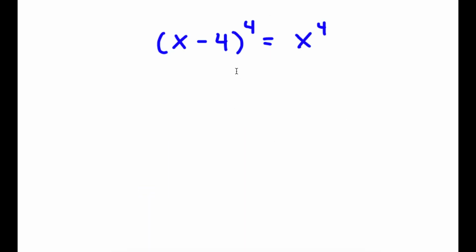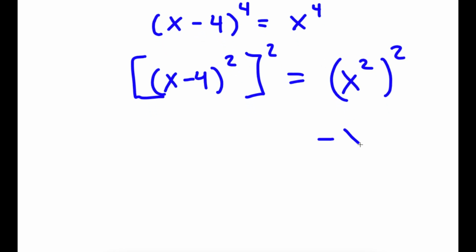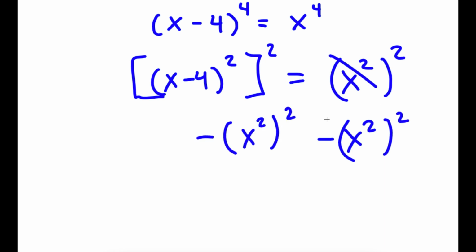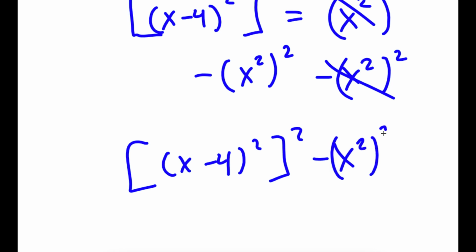Alright, so in this problem, I have x minus 4 to the power of 4 is equal to x to the power of 4. So to solve this, I'm going to first rewrite this as x minus 4 squared to the power of 2 is equal to x squared to the power of 2. Now I'm going to go ahead and subtract x squared to the power of 2 on both sides. So these two cancel out. And now I have x minus 4 squared to the power of 2 minus x squared to the power of 2 is equal to 0.